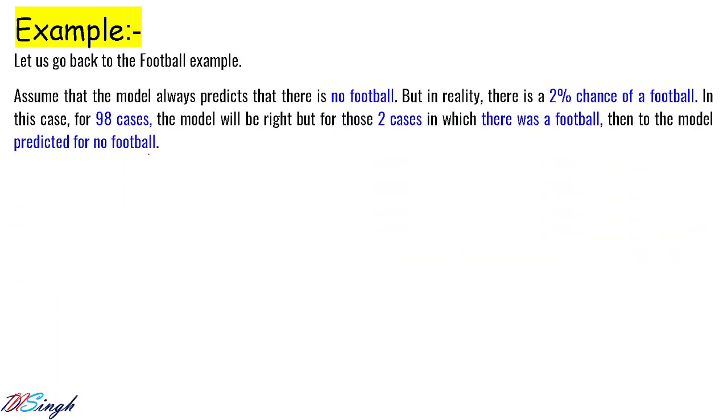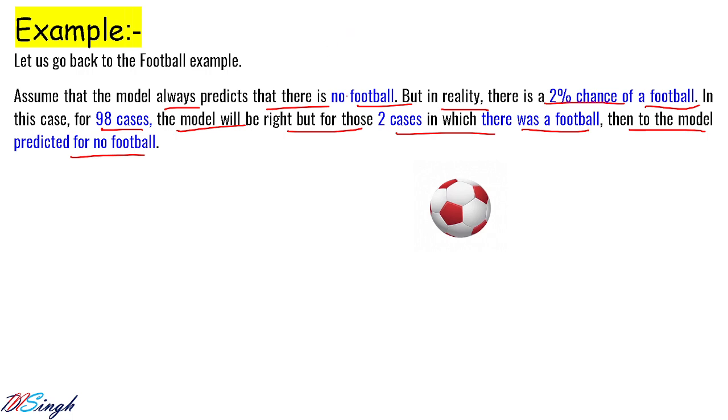For example, let us assume the model always predicts there is no football. Remember from the last video which I have uploaded in the evaluation unit, but in reality there is a 2% chance of the football. In that case, for 98 cases, the model is right, but for 2 cases where there was a football, the model predicts there is no football. So in that case, what should be the accuracy?